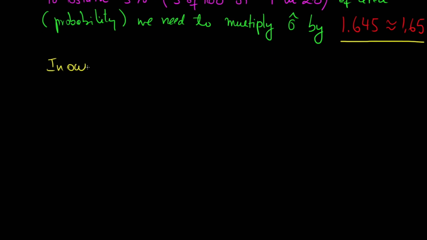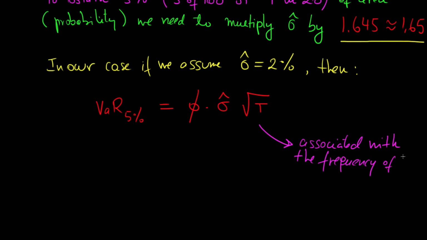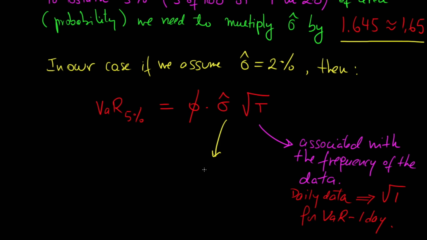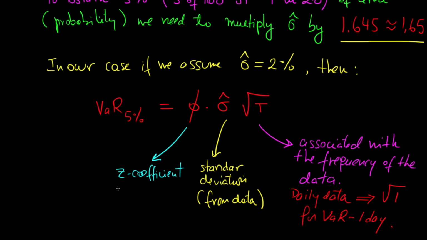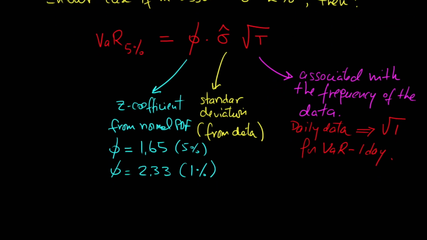So in our case, let's suppose that we have a standard deviation of 2%. Then the value at risk of 5% will be equal to phi times sigma times the square root of t. The square root of t is associated with the frequency of the data. For daily data, this would be 1 if you want to calculate the VaR for 1 day. Sigma is our standard deviation, and phi is the coefficient for the normal PDF. Phi is equal to 1.65 for 5% or 2.33 for 1%.